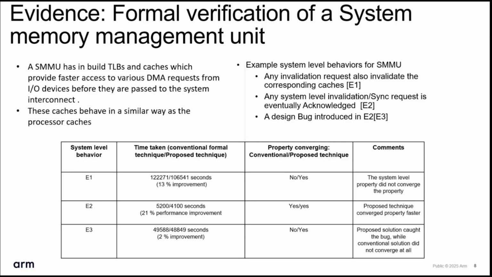When we tried a conventional formal verification technique, we got a 13% improvement with the technique which we proposed. The second category is similar in nature, and it gives us a 21% performance improvement. Although in both cases the properties were not converging, we were getting a better bound. When we showed this bound to the designers, they were pretty satisfied and happy to sign off the verification. In the last case, which is E3, we got a design bug which was not discovered using the conventional technique, and with a marginal 2% improvement, we were able to get that bug.